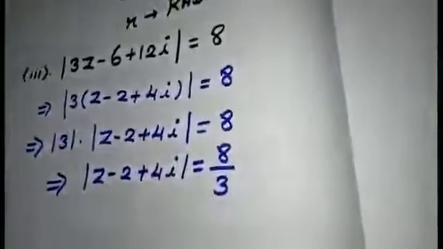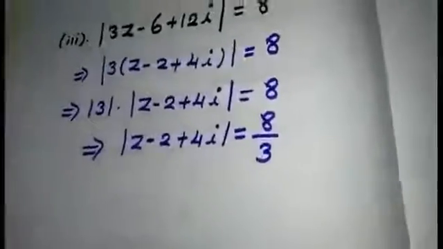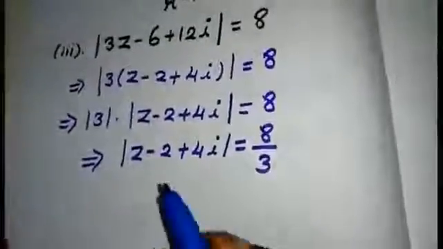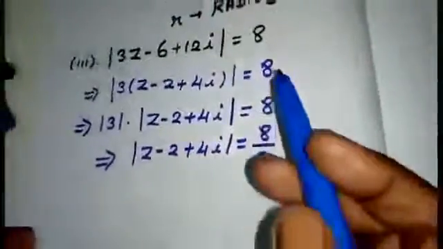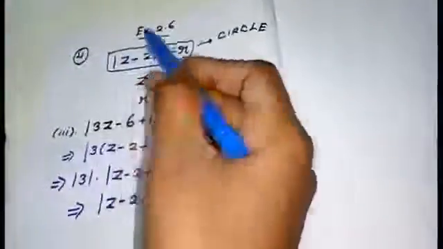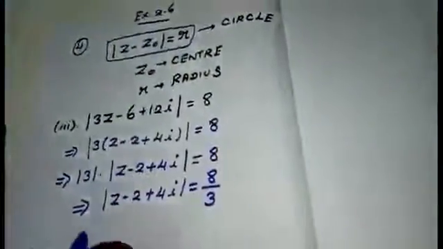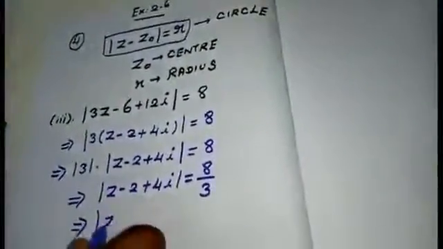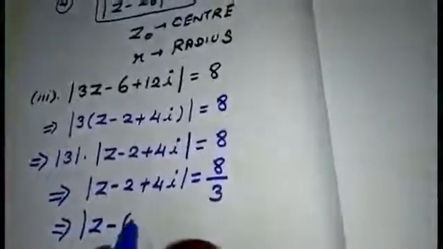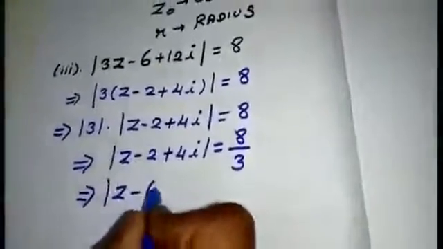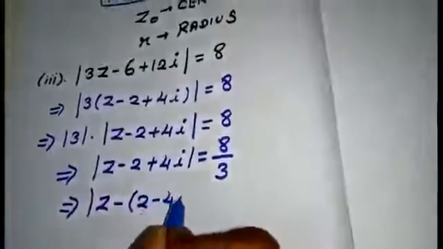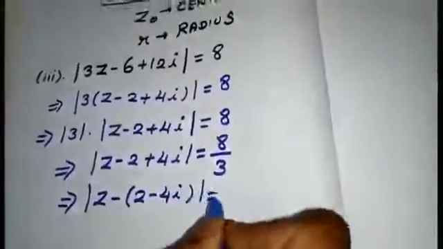So till this point I hope you are understanding, students. Next, if you observe here, you are going to have a negative sign, that is z minus z naught. So in this place I am going to write modulus of z, and I am going to take this negative outside. If you take the negative sign outside, I will get 2 minus 4i equal to 8 by 3.